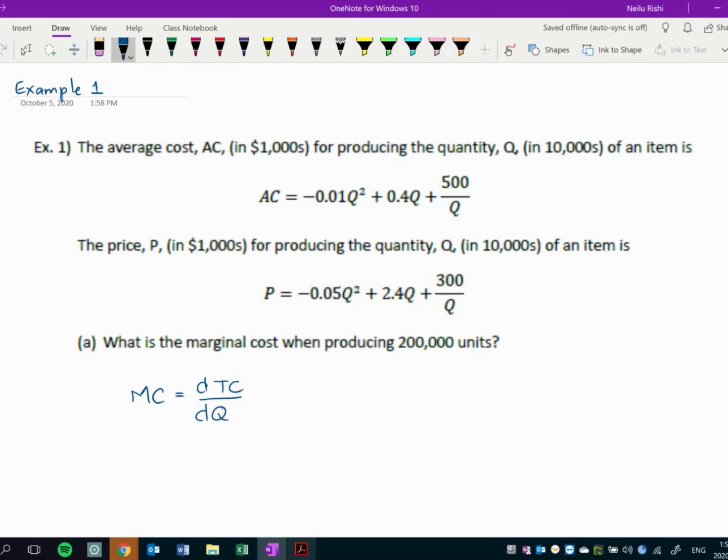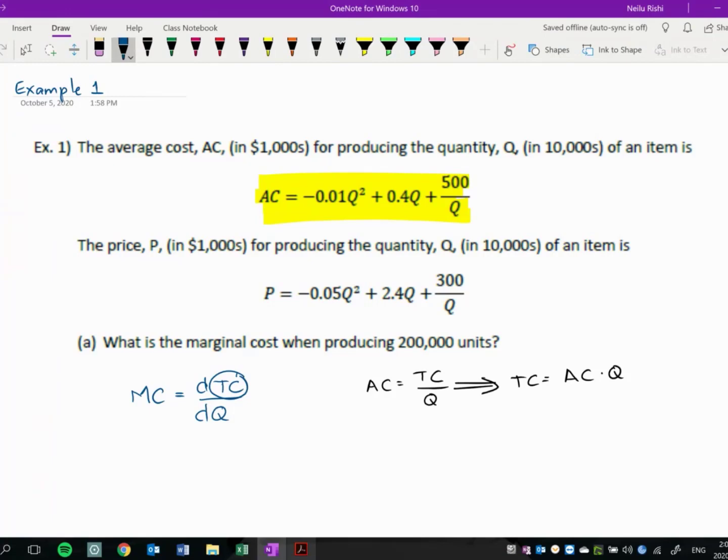So in this case, do I have my total cost function here? No, I don't. I don't have my total cost function. I have an average cost function. So we have to look at what the relationship of average cost to total cost is. If average cost is equal to total cost divided by the total quantity, then total cost is equal to average cost times quantity. So let's first come up with our total cost equation.